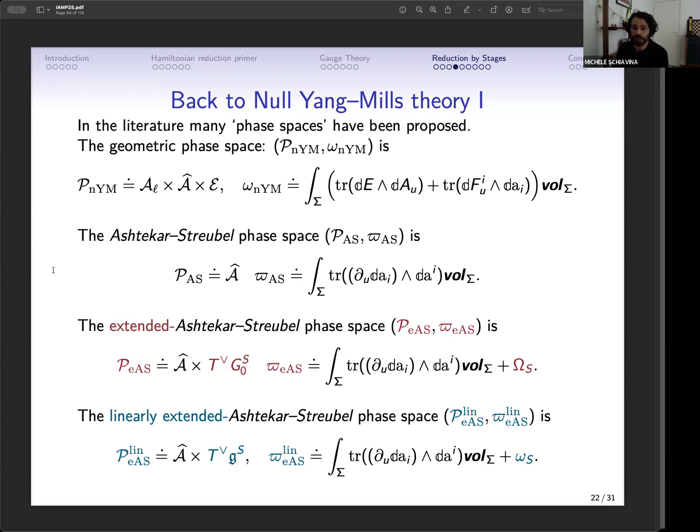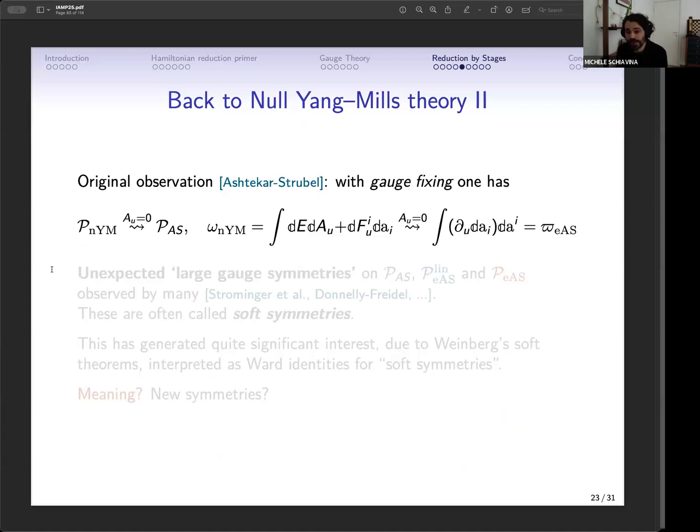So it seems a little bit confusing because now nobody really understands which one is the real reduced phase space and in what sense. The original observation that led Ashtekar and Streubel to come up with their space is that if you gauge fix one of the fields, the A field in the interval direction, using this procedure, this is what you get, right? So if you gauge fix by setting to 0 the gauge field along U, you get precisely this symplectic space.